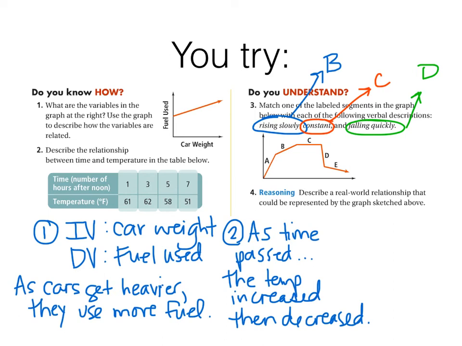Describe a real-world relationship that could be represented by the graph sketched above. So this is where you get to be fun and creative about it. So what could this show? Well, it could show a mother bird taking off from her nest, and she's rising really, really quickly when she gets up to a certain point, and then she doesn't quite rise as fast because it's starting to get cold up there. The air is kind of thin, and then she stays at the same height for a while.